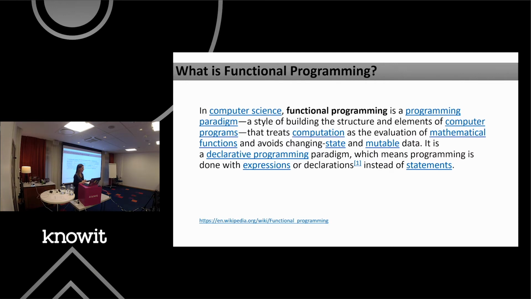I will start by giving the definition of functional programming. According to Wikipedia, in computer science, functional programming is a programming paradigm, a style of building the structure and elements of computer programs that treats computation as the evaluation of mathematical functions and avoids changing state and mutable data. It is a declarative programming paradigm, which means that programming is done with expressions or declarations instead of statements.